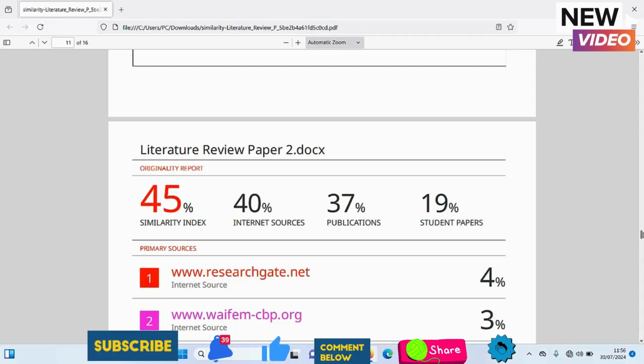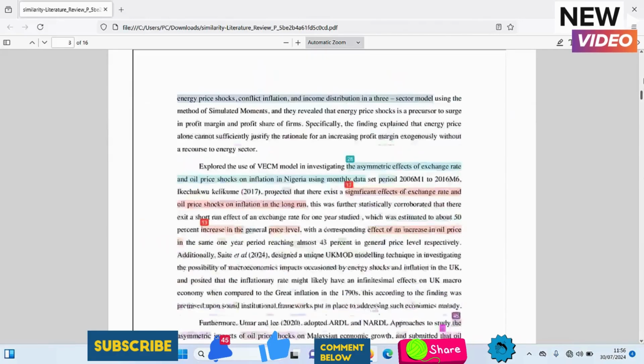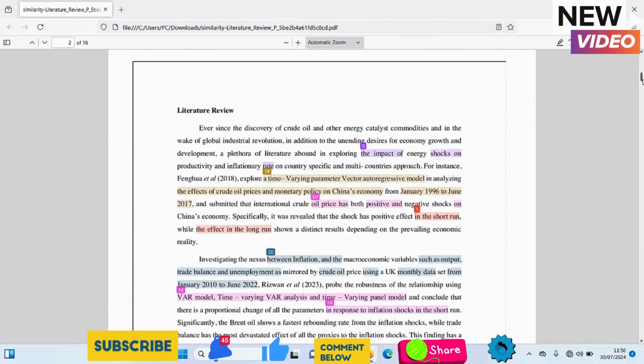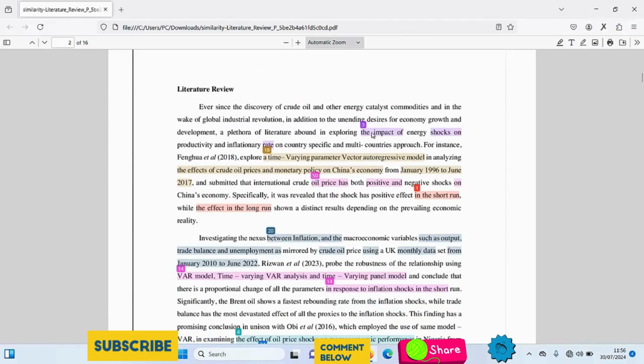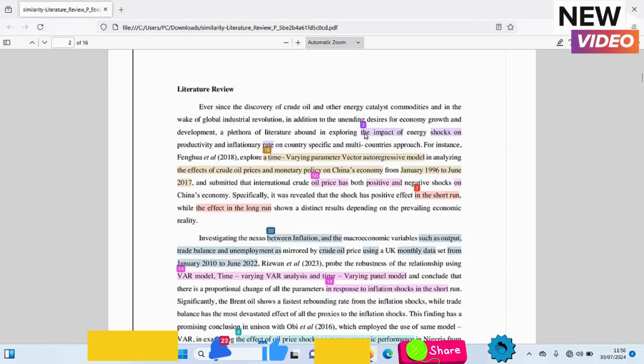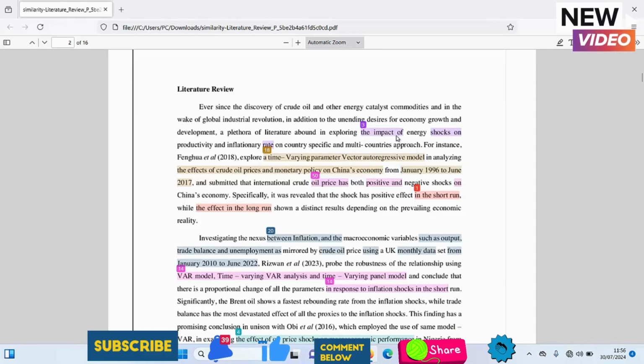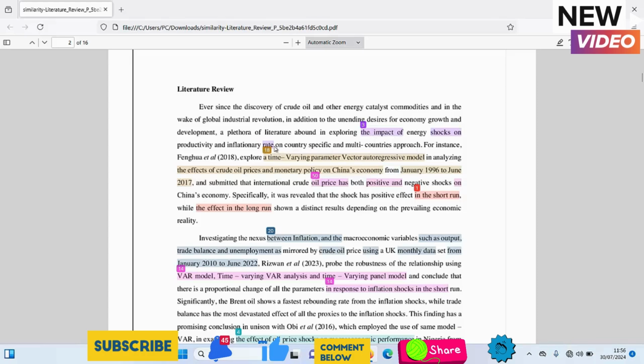Take your time, go through the highlighted words. For instance, the first page here, you can see the impact of energy shocks on these days' race; you can see that these words were highlighted. That means Turnitin assumed that we copied these particular words from somewhere.